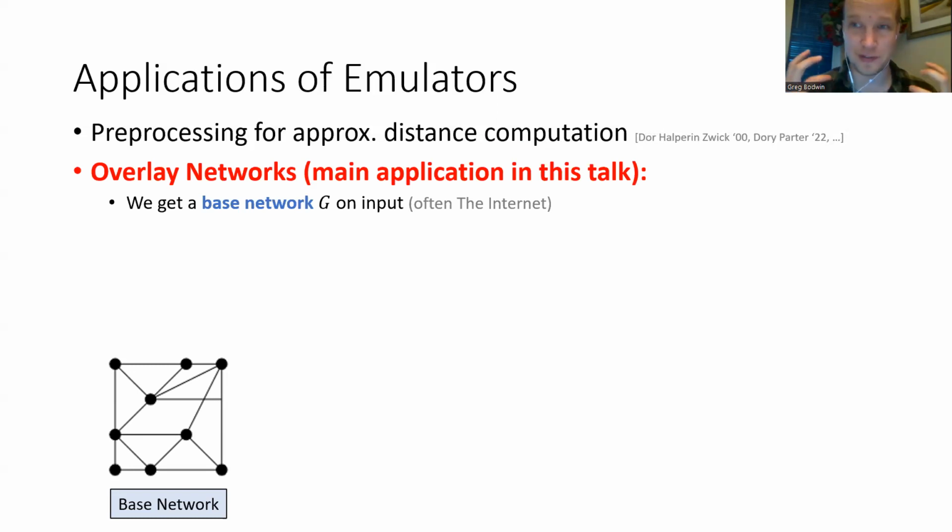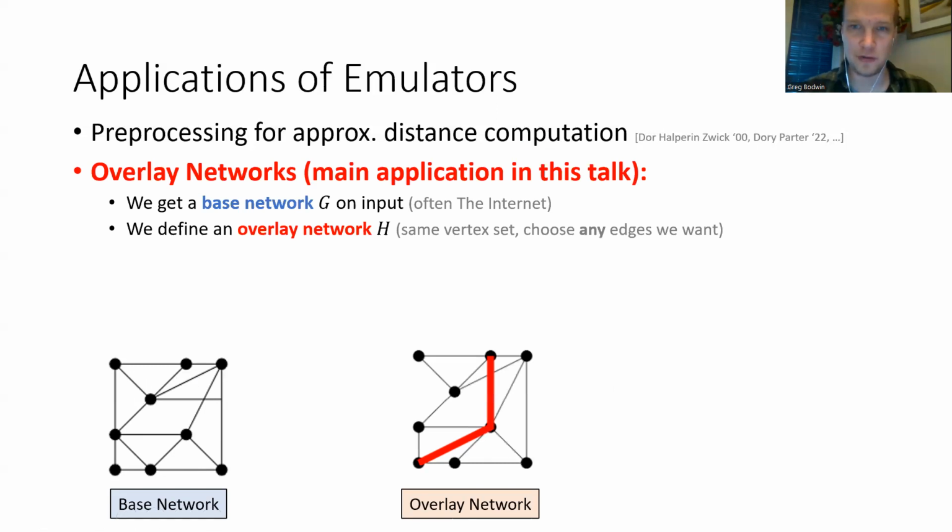So you think of yourself as getting some kind of base network G on input. Very often it's the internet. That's a common thing that overlay networks are applied to. But we'll use this little example in the bottom left. And once you have this base network, your goal is to carefully design yourself an overlay network. An overlay network is over the same vertex set, but you can choose any edges that you want. You can choose some edges from the original base network if you want. You can also choose some different long-range edges like these thick red edges here that are not corresponding to edges in the original base network.